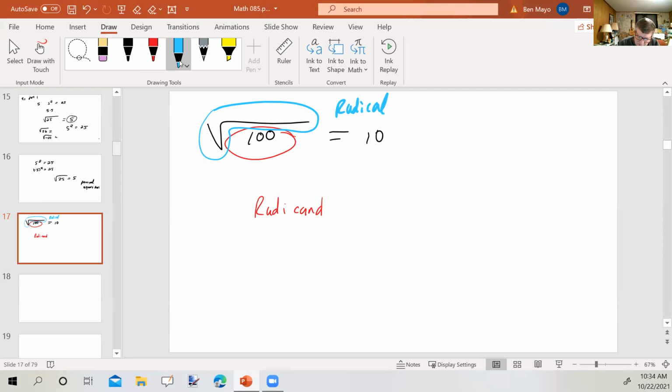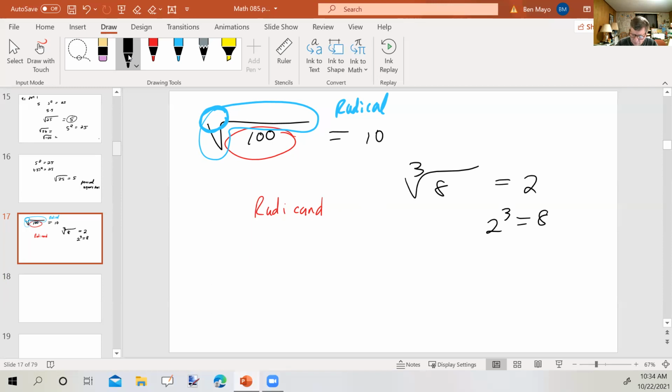Now, when we take a square root, there's nothing written right here. But suppose we're taking the cube root of a number, okay? So the cube root of 8 is the number whose cube is 8. So the cube root of 8 is 2. Again, this is the radicand. This is the radical, but this is called the index. The index tells us which root we are taking.